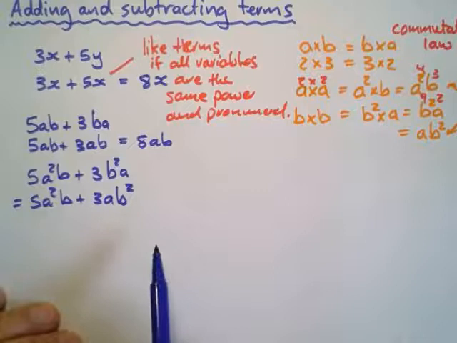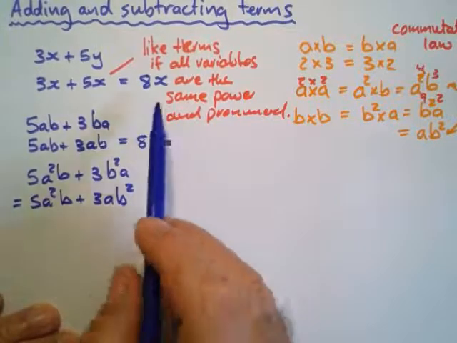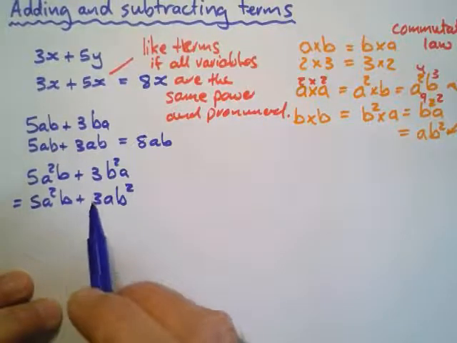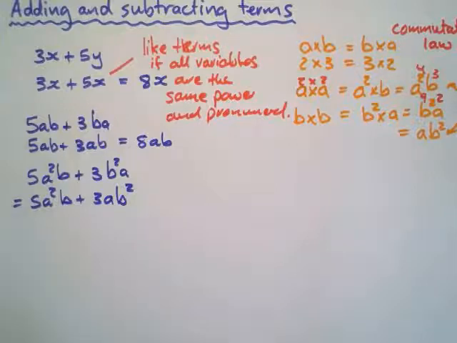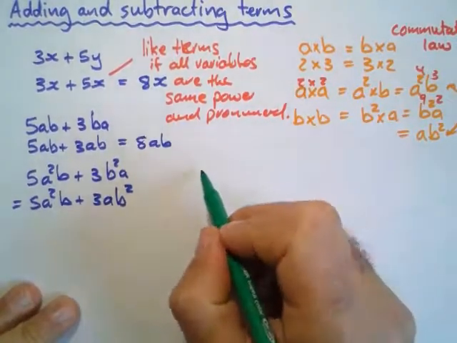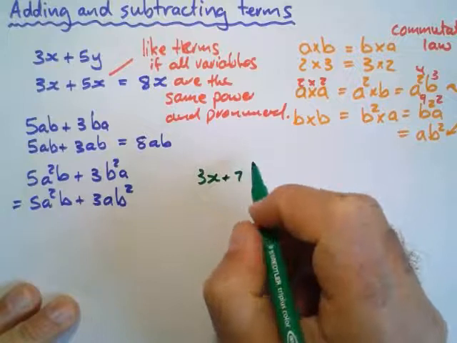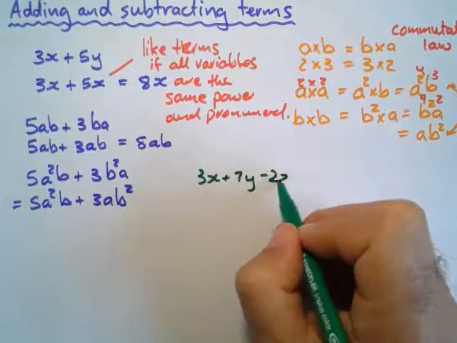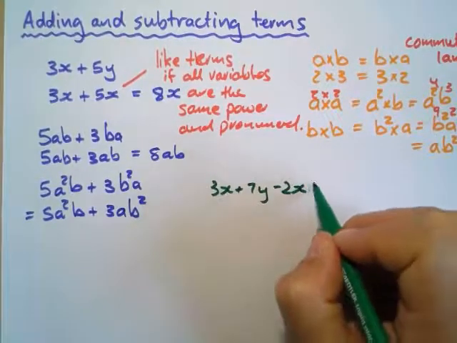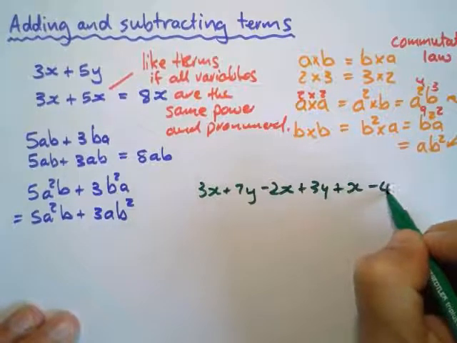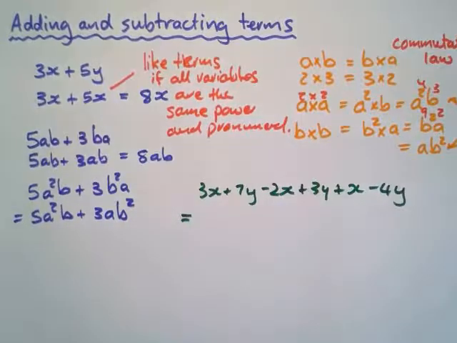This is as simple as it gets. So to add or subtract, please make sure that you have like terms, because you can only add like terms. I'm going to do one simple example here. Some of the textbooks do the following. Let's have a quick look at an example: 3x plus 7y minus 2x plus 3y plus x minus 4y. What is this?